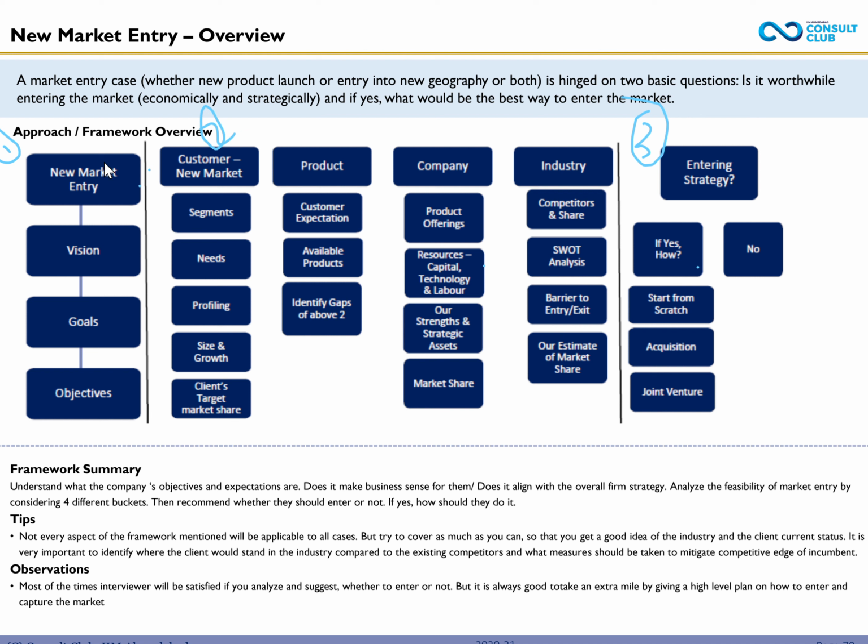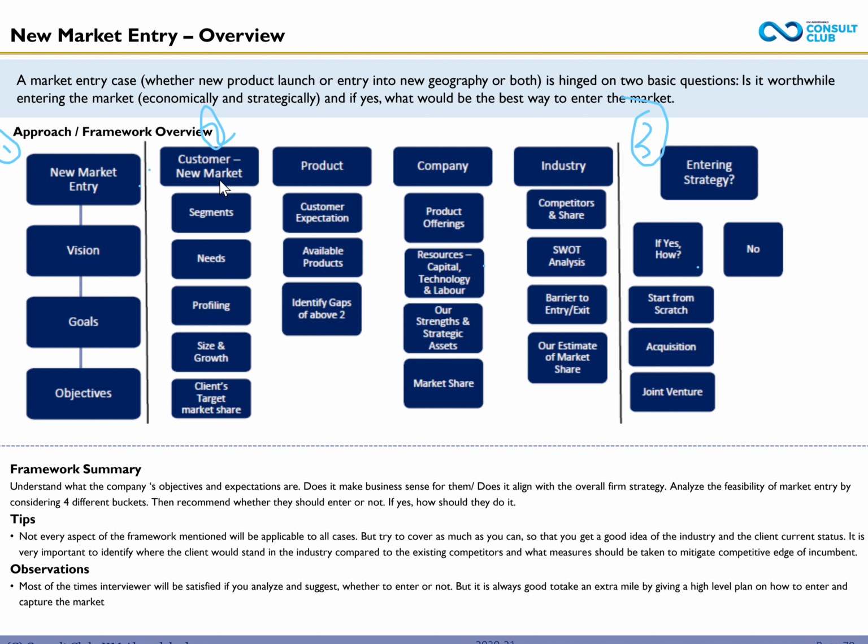In the first one, for a new market, you understand the company's vision, what the company's goal is, and what the company's objective is. So you have a framework to work, a mindset to work on. This is what the company wants. And the second part is the analysis part. You analyze different categories. Firstly, you analyze the customer in the new market, then you analyze the product which the company wants to sell, then you analyze the company itself, and then you analyze the industry.